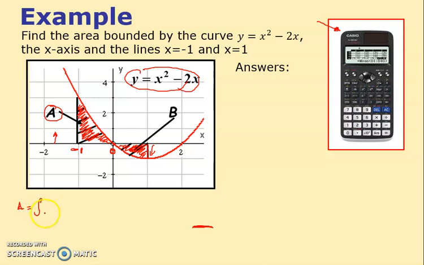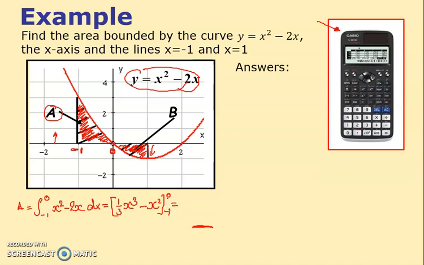A is the integral from, well, my lowest number is minus 1 up to 0 of x squared minus 2x dx. So when I do this, I add a power and divide by that power. So a third of x cubed minus 2x squared over 2. That's just minus x squared. That's between 0 and minus 1.